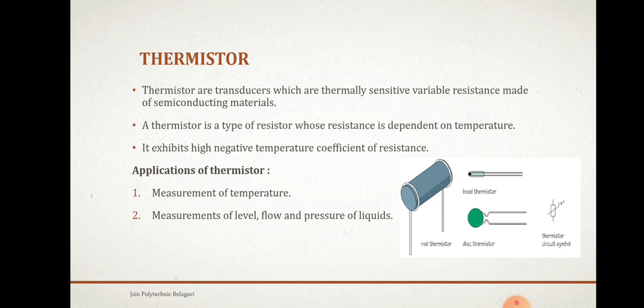The next, applications. So first we will be seeing the negative temperature coefficient of the thermistor. There are two types of thermistor. First one is NTC, that is negative temperature coefficient, where the resistance decreases with increase in temperature. Okay. So the resistance decreases when the temperature increases here. Then positive temperature coefficient, that is PTC, where the resistance increases with the increase in temperature. Okay. Then applications of thermistors: it is used for measurement of temperature, then for measurements of level, flow and pressure of liquids.